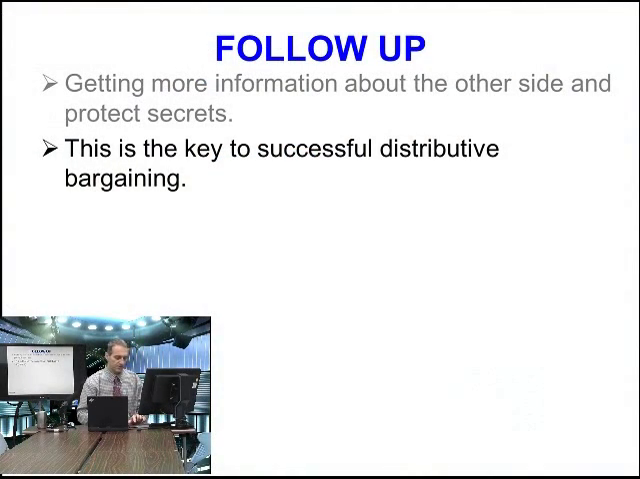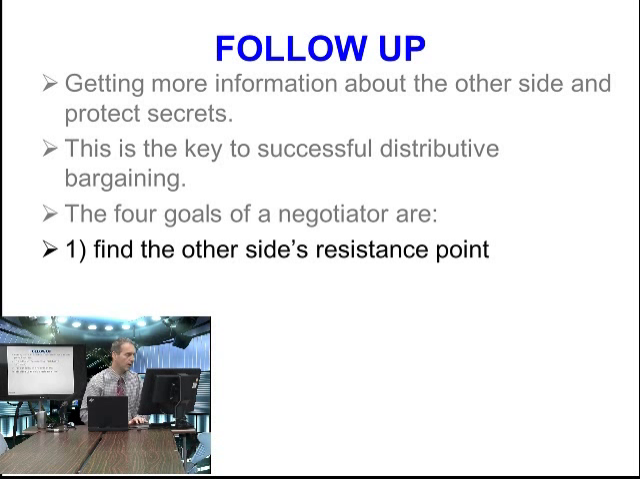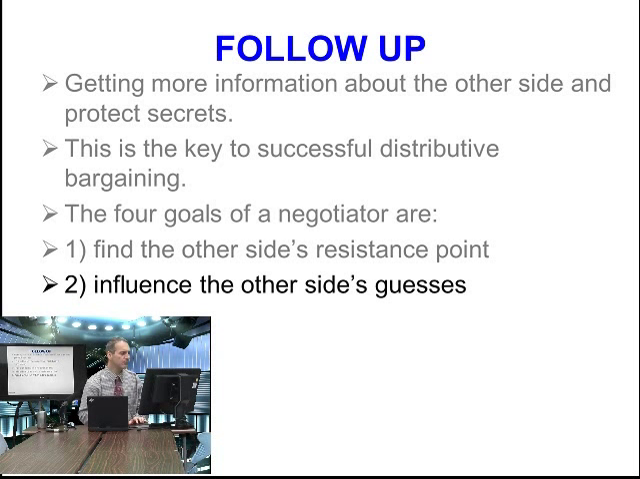This is key to a successful distributive bargaining. The four goals of the negotiator include: 1, find out the other side's resistance point. 2, influence the other side's guesses.